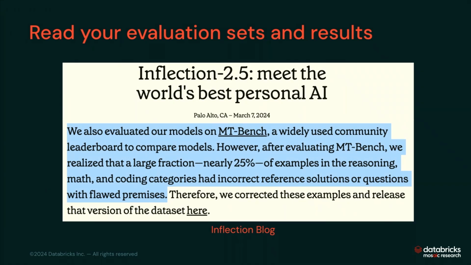Our friends at Inflection evaluated MTBench and found, and this is on an 80-question benchmark if I remember right, nearly 25% of the examples in reasoning, math, and coding categories had incorrect reference solutions. This isn't to say these evaluations are bad or people are doing a bad job. It's just hard. And you shouldn't just look at these numbers blindly. You should go and understand what they're measuring and know what signal you're getting from these benchmarks.